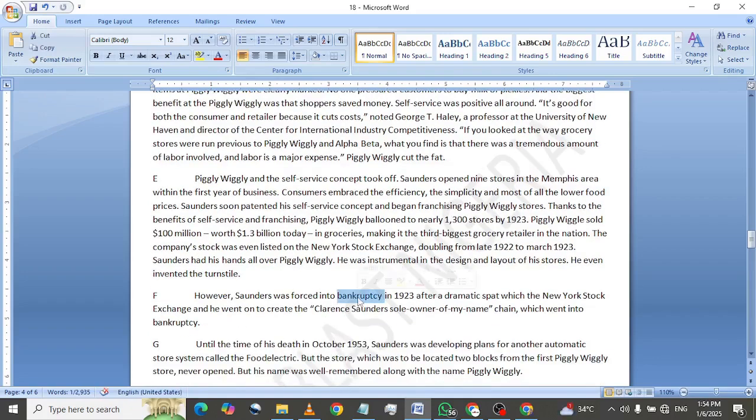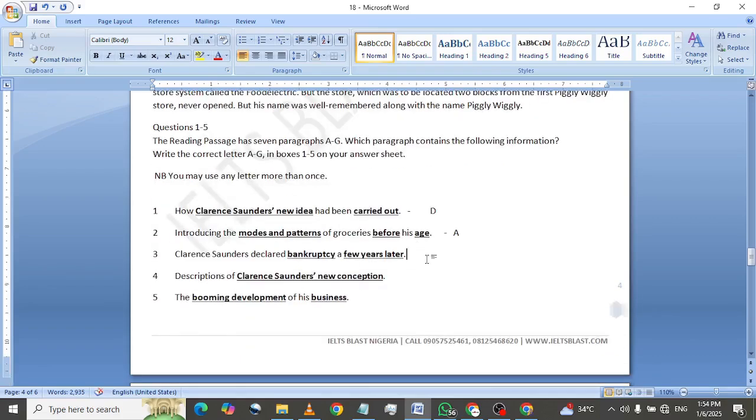Oh, look at the bankruptcy here. Can we see it? So what do you do? You just read the whole statement. They said that, however, Saunders was forced into bankruptcy in 1923 after a dramatic spat with the New York Stock Exchange and he went on to create Clarence Saunders Home. So you can see now that this statement is in paragraph what? F. So the answer here is what? F. Because that's where he went into bankruptcy.